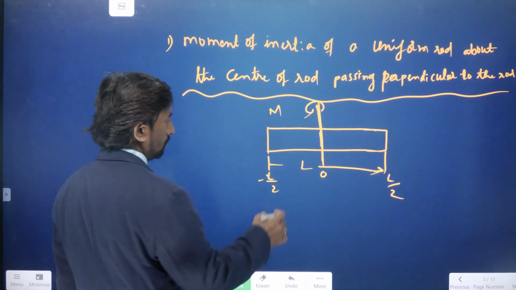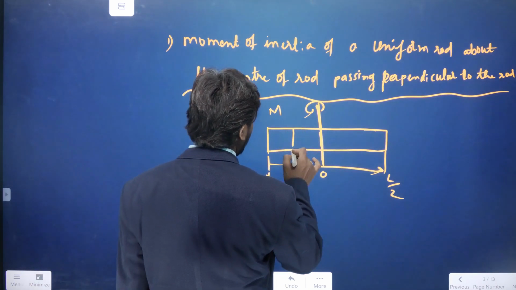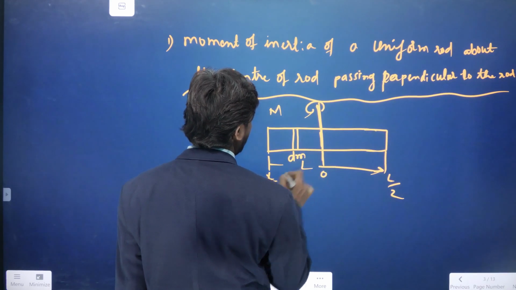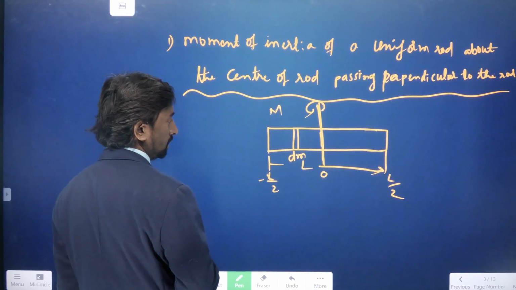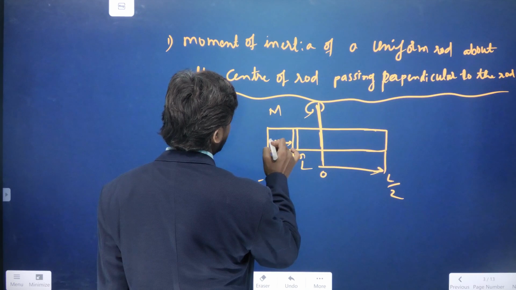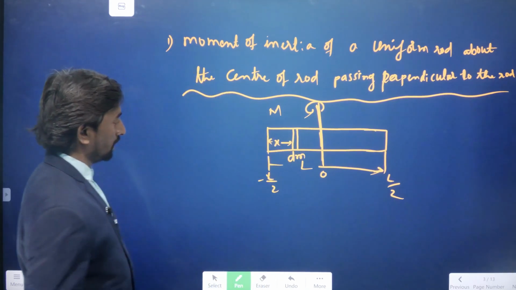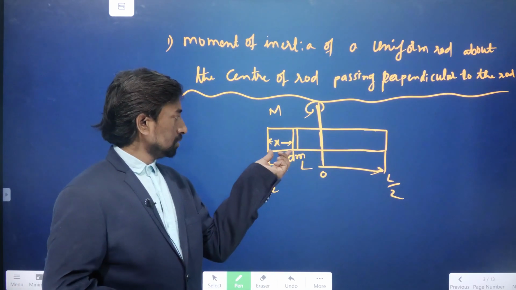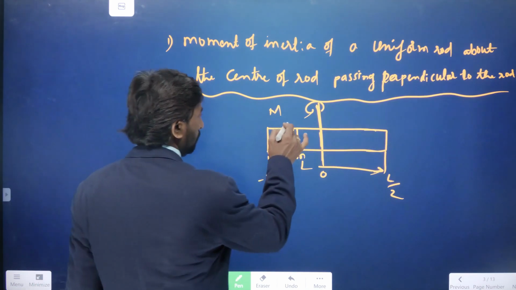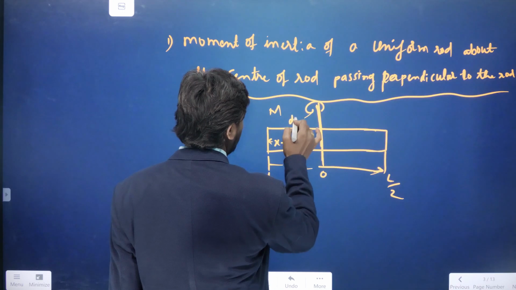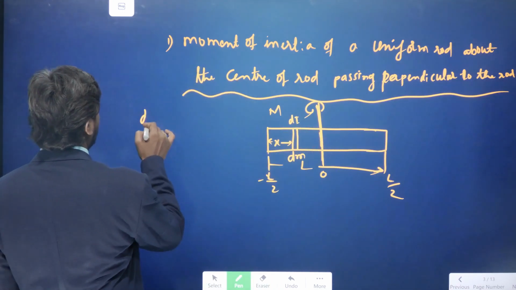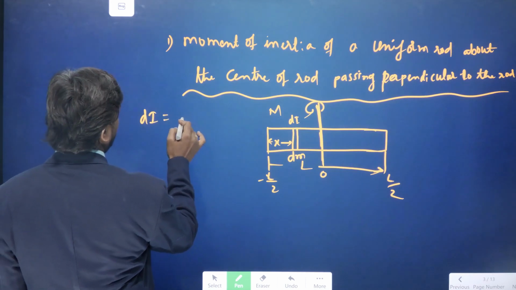Now if I consider a small dm mass of the body at a distance x, where x varies from minus L by 2 to L by 2, then we will get the moment of inertia of this part of the mass, dI. So now dI is equal to what can we write here?